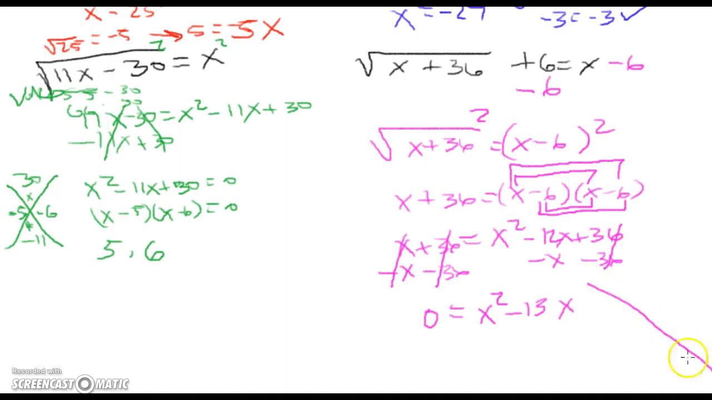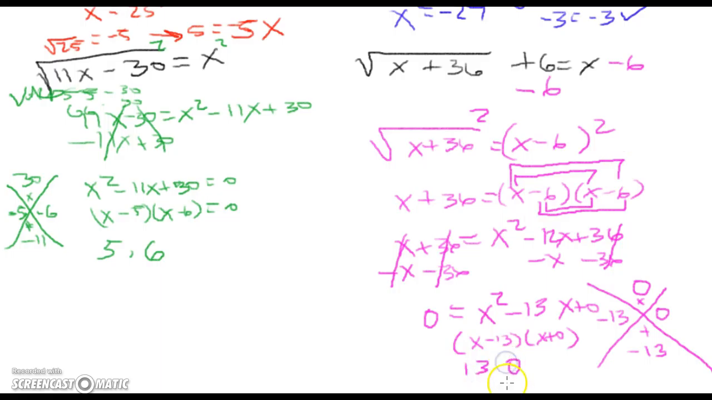If I use my graphic organizer here, I need them to add up to negative 13. And because I don't have anything over here, this is really a plus 0. So I need them to multiply to 0. Well, that's negative 13 times 0. If I add them, I get negative 13. If I multiply them, I get 0. So my two factors are x minus 13 and x plus 0. Or that could just be x, but just to keep it looking similar, we'll put the plus 0 in. Well, the solution then is 13 and 0.